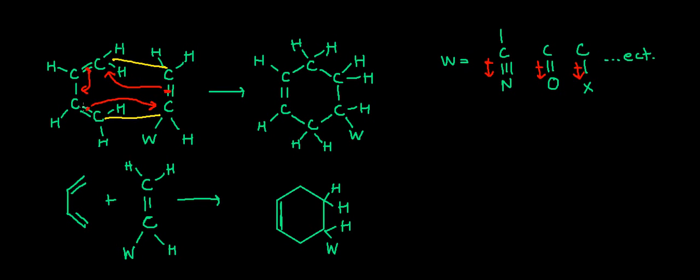There is still a leftover electron here and here. These leftover electrons go into a new double bond that will form here. And this is the result: a double bond and two new sigma bonds.